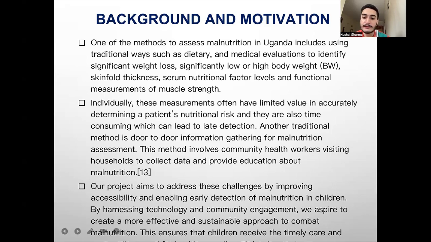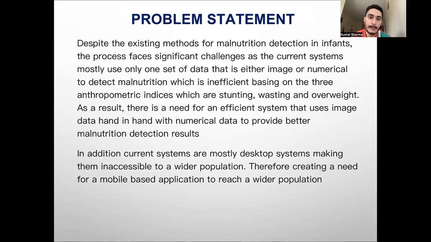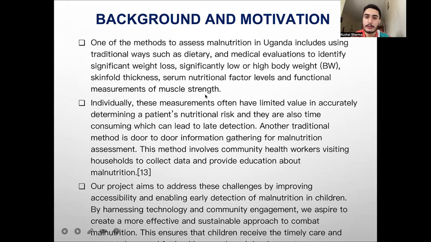So our project aims to address these challenges by improving accessibility and enabling early detection. That's the main key: early detection of malnutrition in children by harnessing technology and community engagement. If you can get to know that a child is malnourished at an early stage, there are better chances of treatment and survival. So yes, this was the part of the background and motivation.